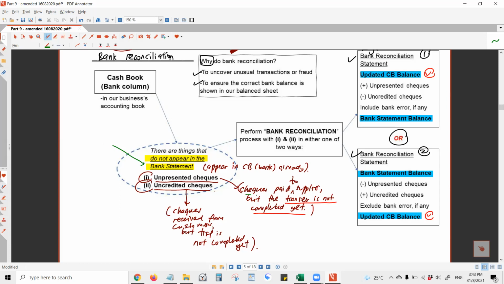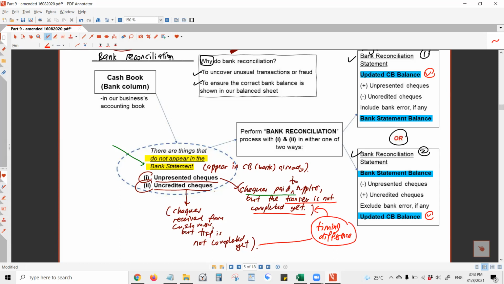You have paid a check to the supplier, but the transfer is not completed yet. This is known as timing difference. The transfer is not completed yet due to the factor of timing difference.